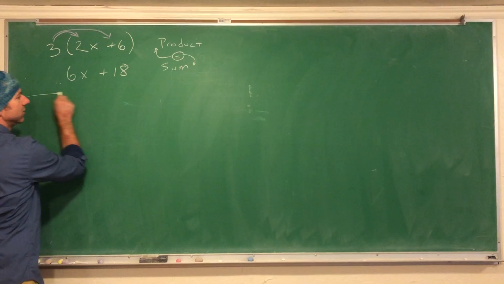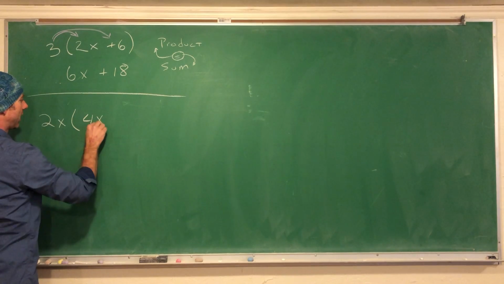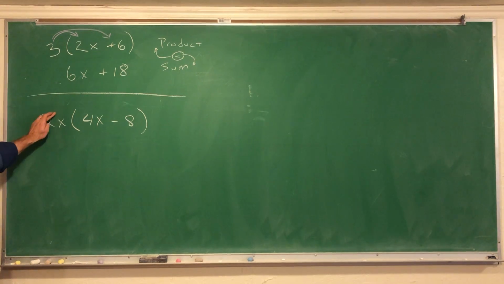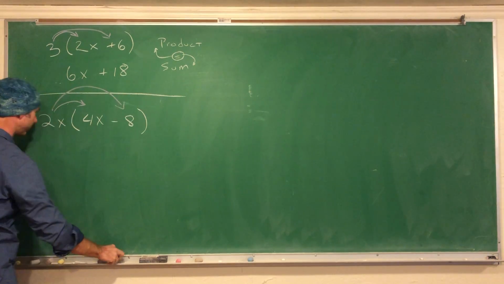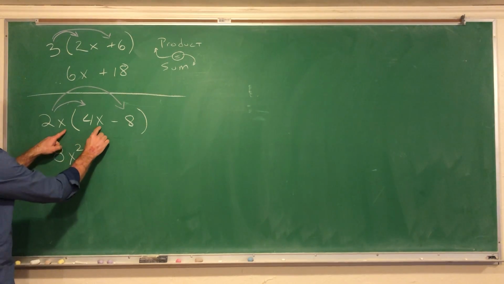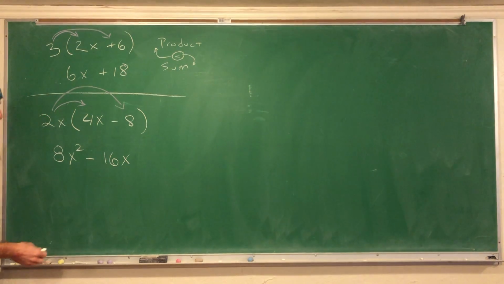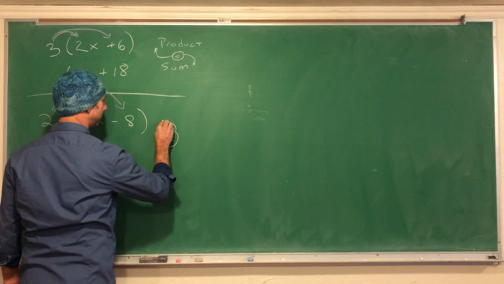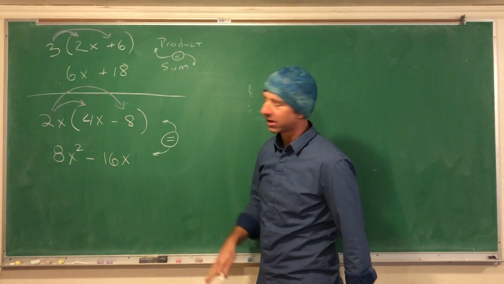Okay, let's increase complexity a little bit. How about 2x times 4x minus 8? It's the same technique. We're going to distribute this 2x into both terms. So we get 8x squared, x times x is an x squared, 8x squared minus 16x. And again, the product up top equals the sum down here.